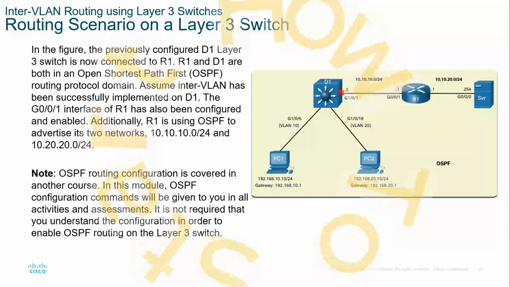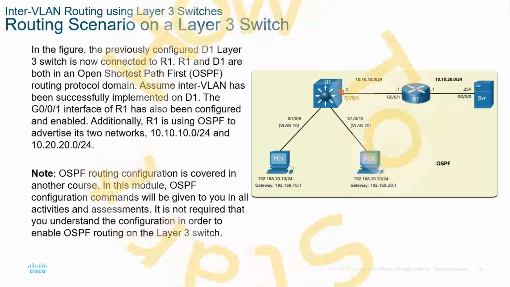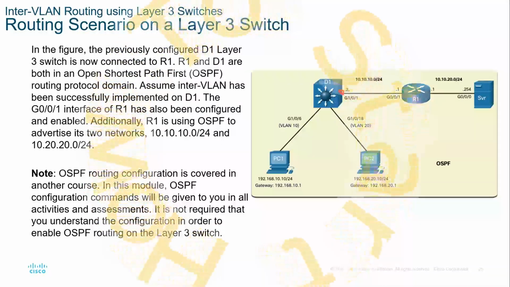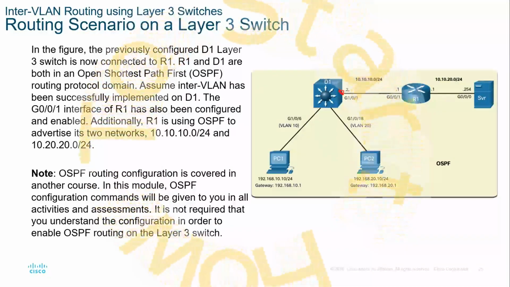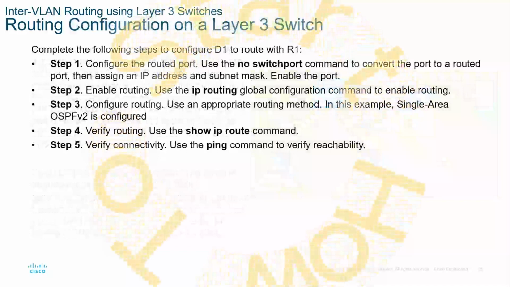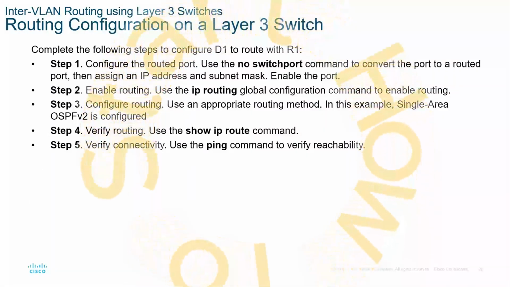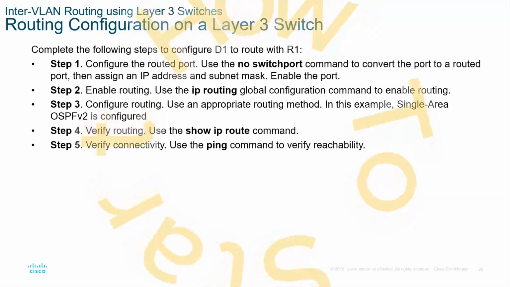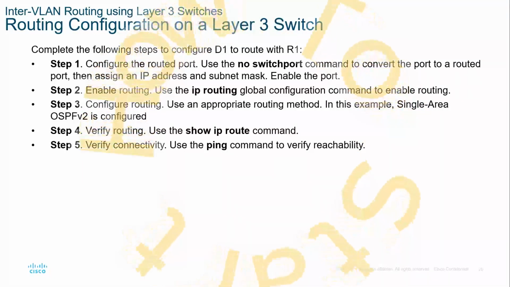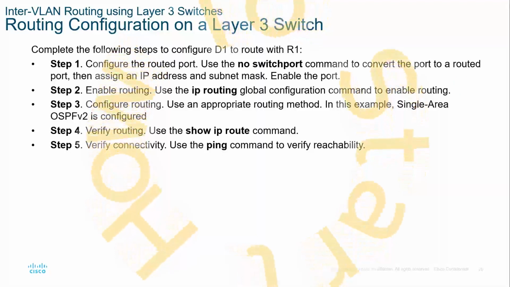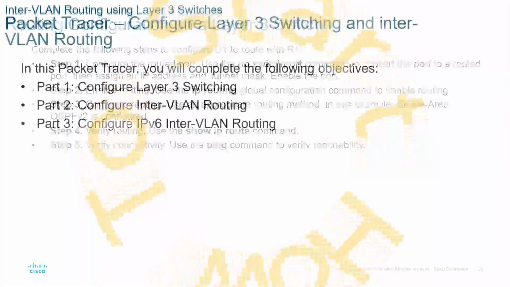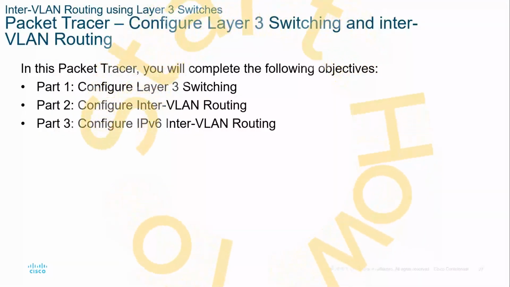You can then configure OSPF so that it knows the networks, and it will use this routed port to send and receive routing updates. How do we do that? Again, configure the routed port using the no switchport command, enable routing, configure the routing protocol, verify routing is there, and then use CCNP. Nice thing is we do have a lab on configuring a layer 3 switch.